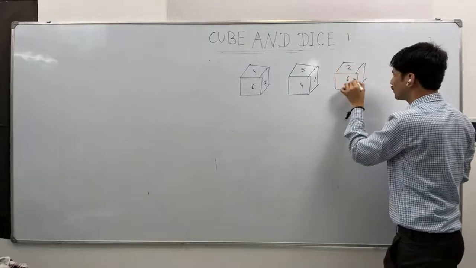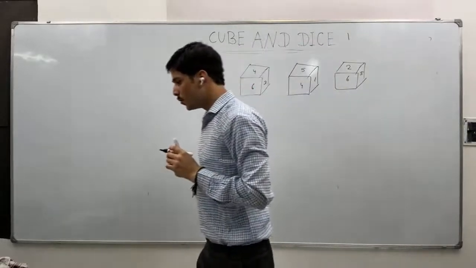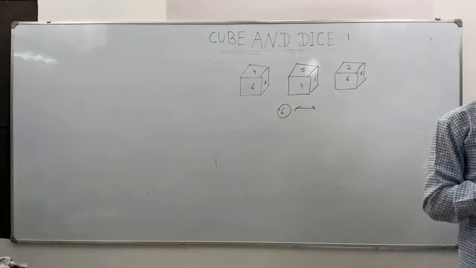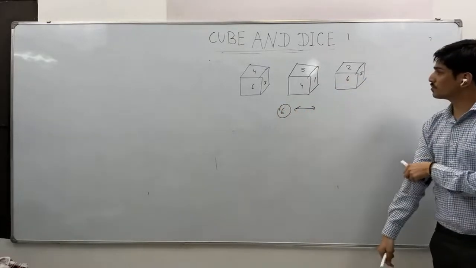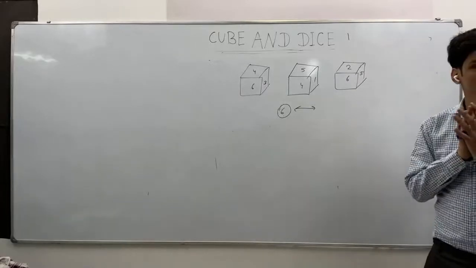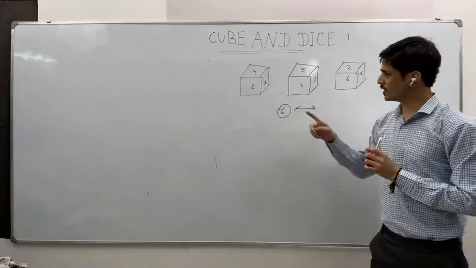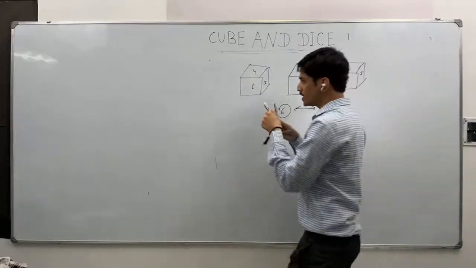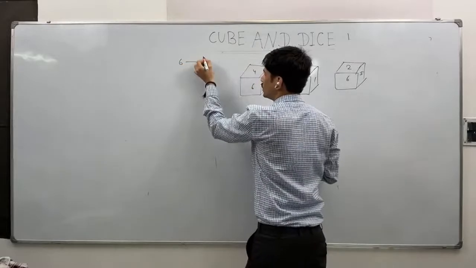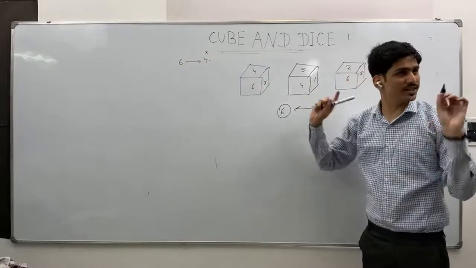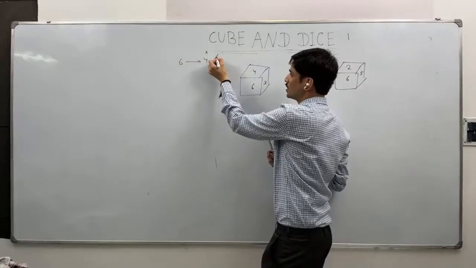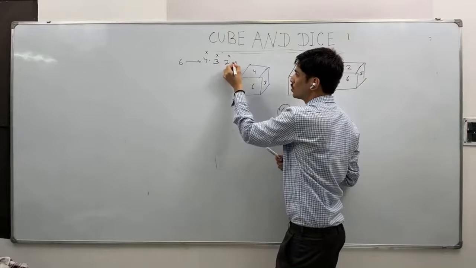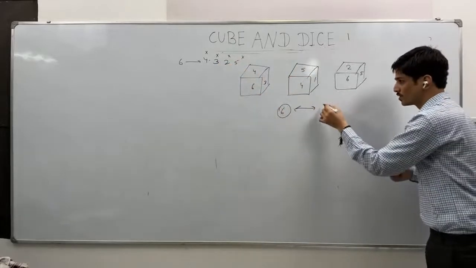Now I'll ask the question. What is the opposite of 6? Think and answer. 1. How did you identify that the opposite of 6 will be 1? You see, 4 is not possible, because 4 lies adjacent. 3 is also not possible. 2 is not possible, and 5 is also not possible. Then what is the remaining number? 1. So we got it.